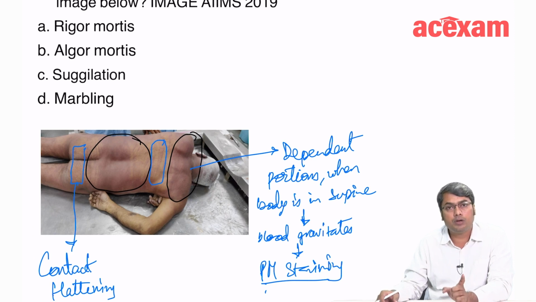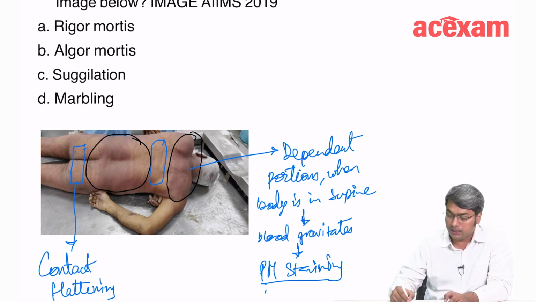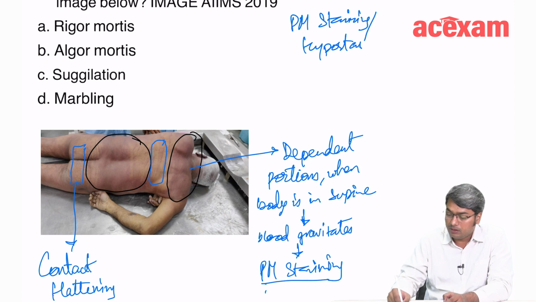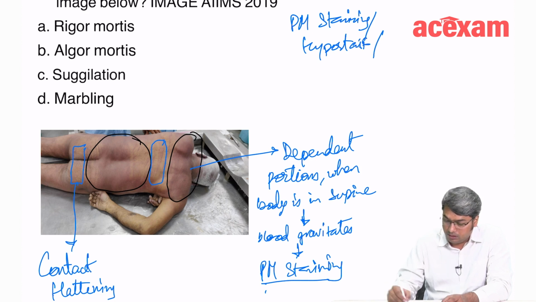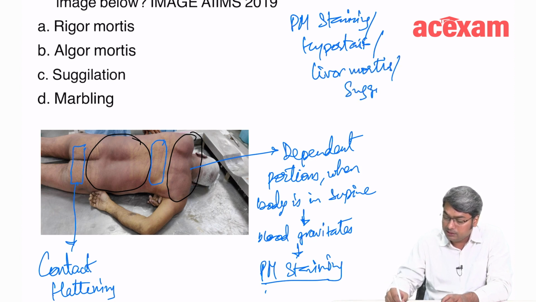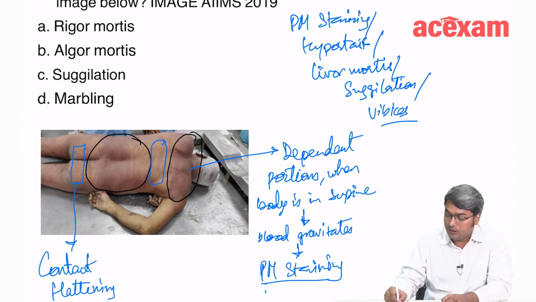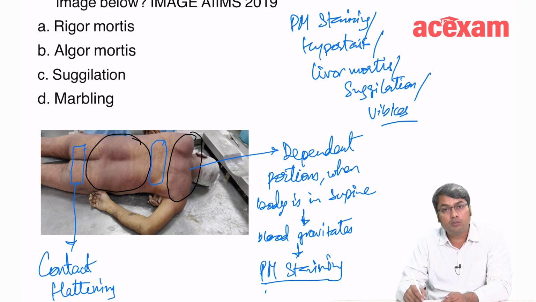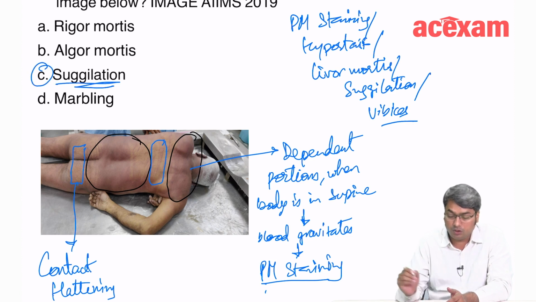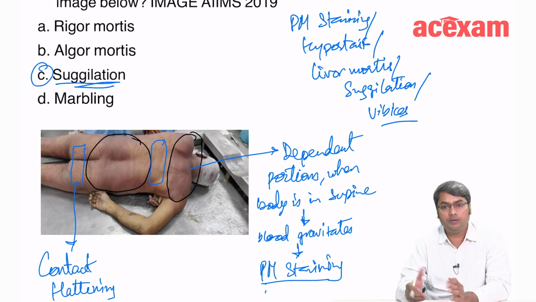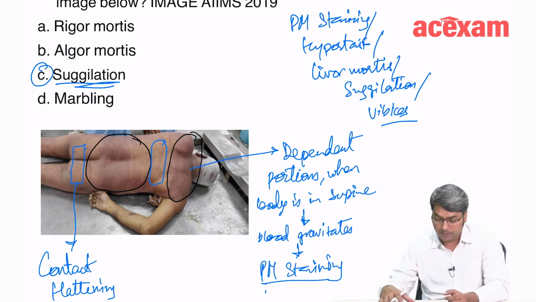So, that is why it is very important to know the synonyms of postmortem staining. Postmortem staining is also known as hypostasis or livor mortis or sugillation or VBCs. So, this is not rigor mortis, this is nothing but sugillations or postmortem staining, right. Marbling, we just showed the image and we have already discussed that.